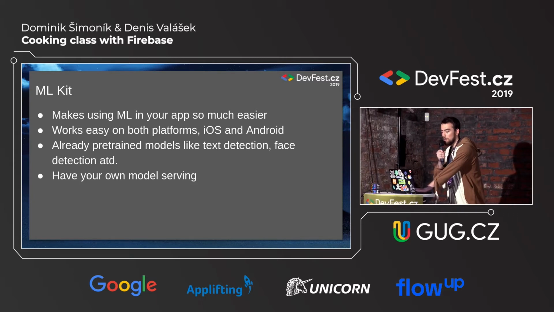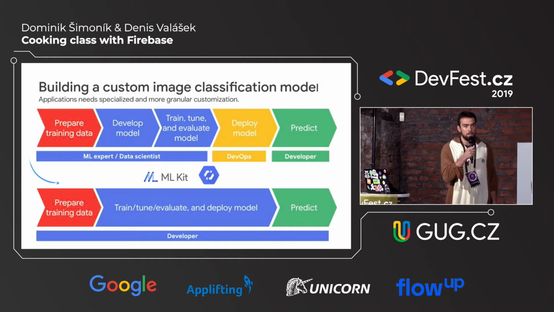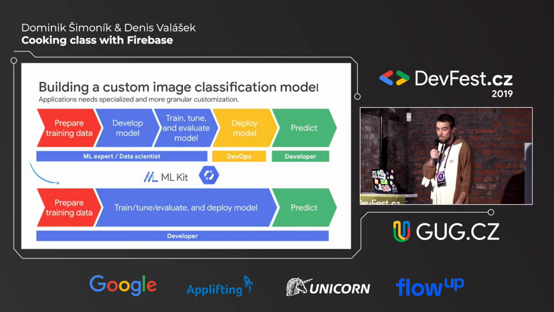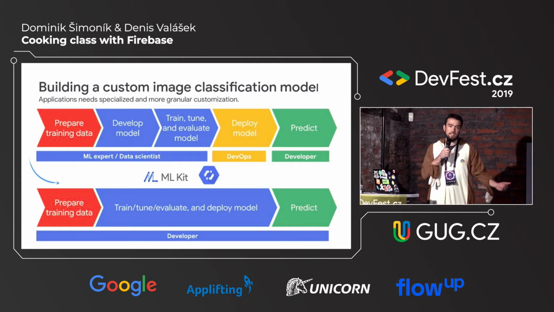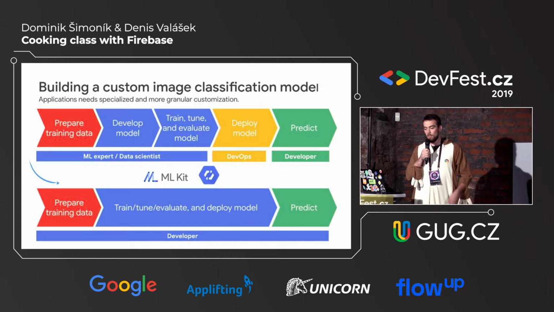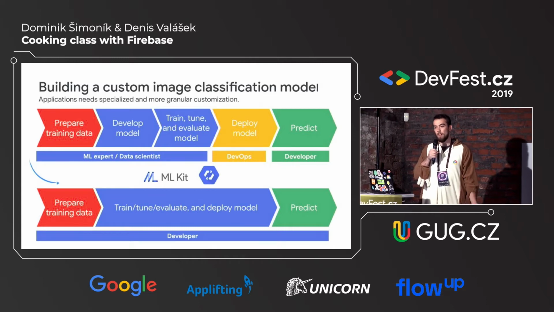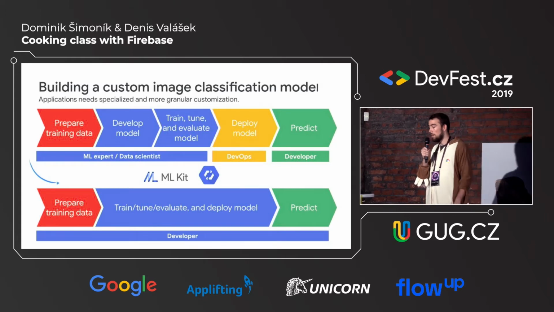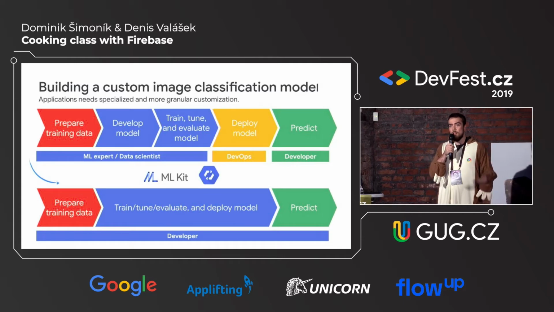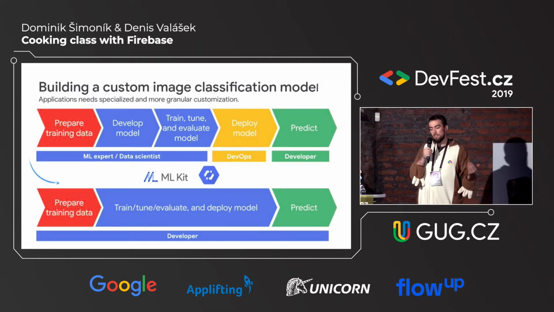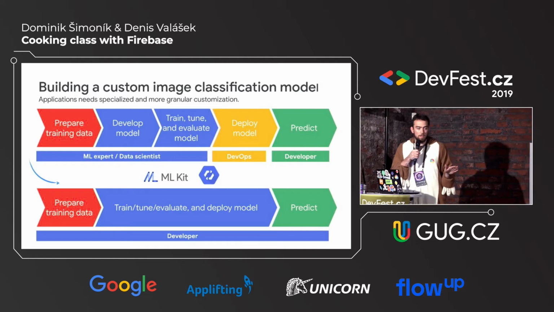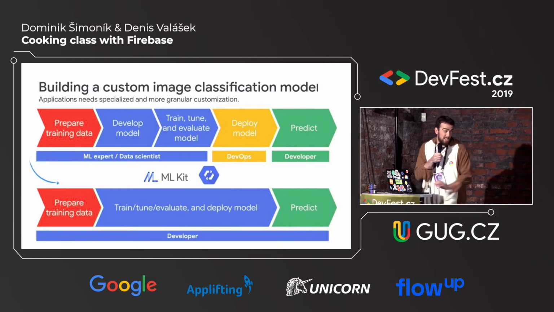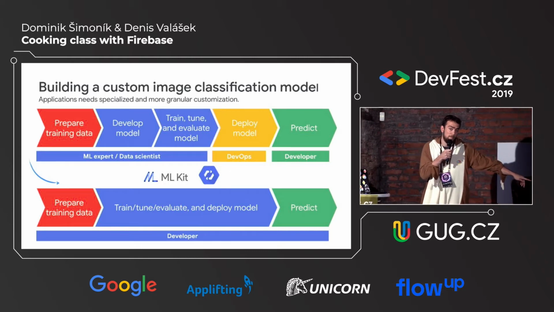Why should you care? Because probably most of you are developers, right? The old process was to take a machine learning expert who would prepare the data for you and prepare the model, and the developer is at the end of the process, just predicting and using it in the app. Now, with ML Kit, you can use machine learning as you want, and there is an easy process to train and deploy a model. Just receiving data is probably the hardest part.